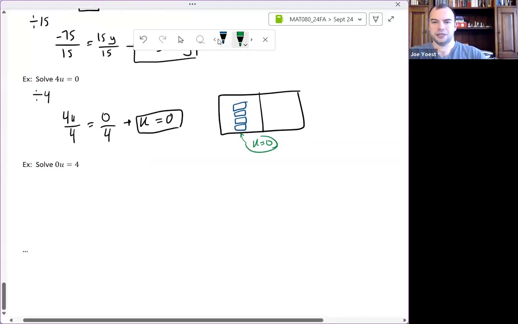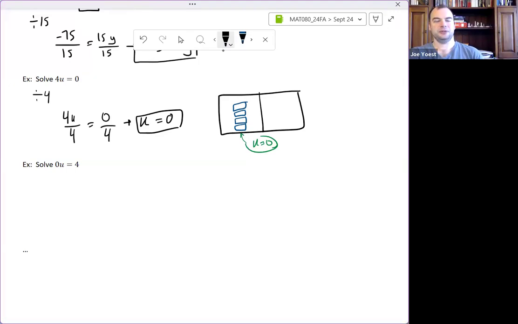What if I had a similar looking problem, 0u equals 4, and tried to solve it? I might be tempted here to say u equals 0 as well if I was just glancing at this. Does that actually work? What would my solution strategy be? Well, I'd want to divide by the coefficient of the variable.